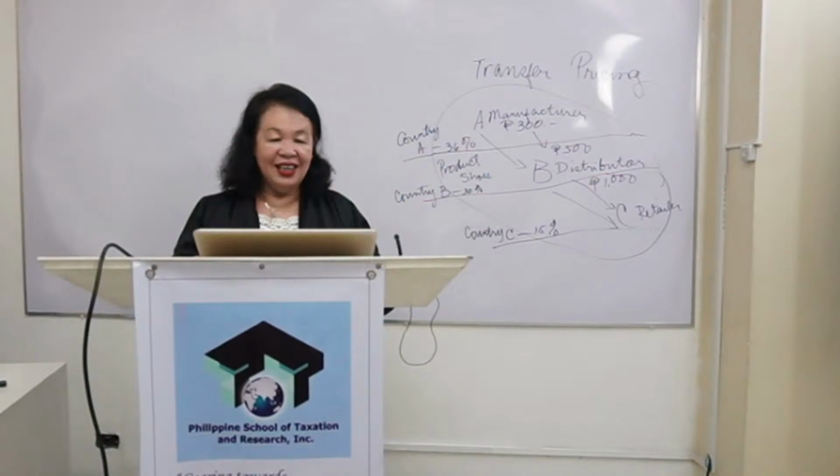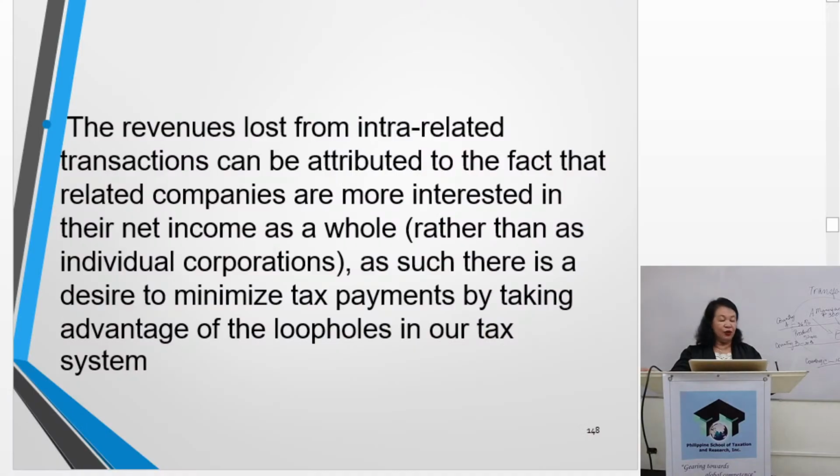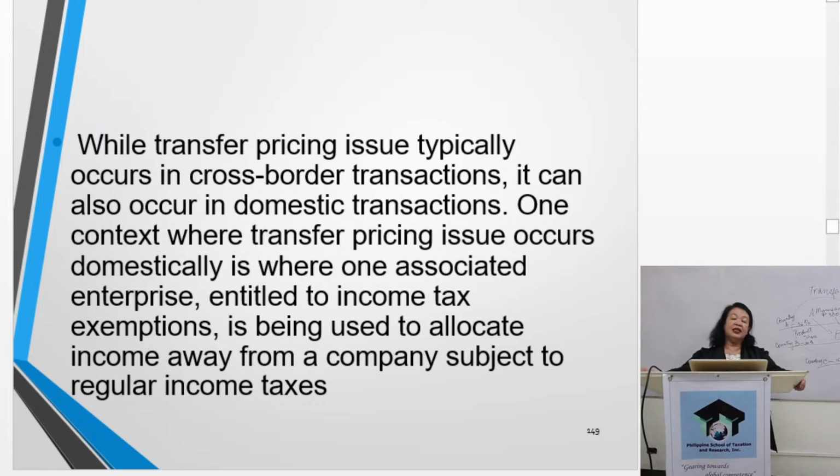Okay. Sige. So, while transfer pricing issue typically occurs in cross-border transactions, dito po sa Pilipinas, it can also occur in domestic transactions, no? So, itong sample ko sa inyo kanina is cross-border, between countries. Pero pwede din siya mangyari sa Pilipinas, within the Philippines lang, ang ibig sabihin dyan, domestic transactions, no? So, one context where transfer pricing issue occurs domestically is where one associated enterprise entitled to income tax exemptions is being used to allocate income away from a company subject to regular income taxes, no? So, papaano? Gumagamit po sila ng mga exempt companies, no?